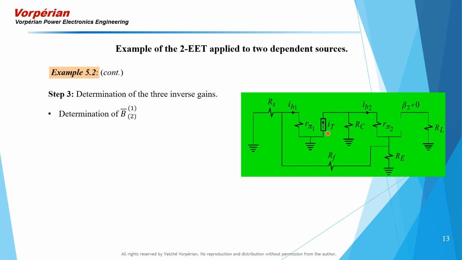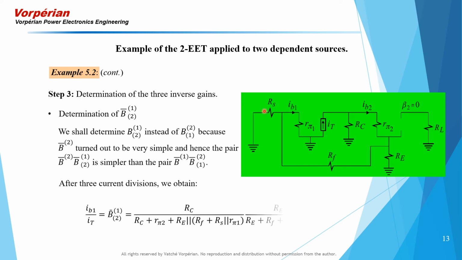As you can see, this is going to be a straightforward current division from IT through a ladder network. The first current division is between RC and R pi 2 in series with RE in parallel with RF in series with RS parallel R pi 1, followed by another current division. So you have 3 current divisions, and that will give you the gain IB1 over IT. This is our first current division, this is our second current division, and this is our third current division. Straightforward.